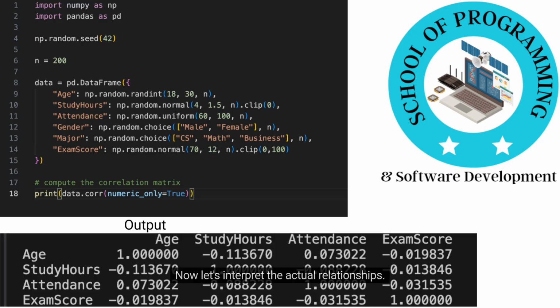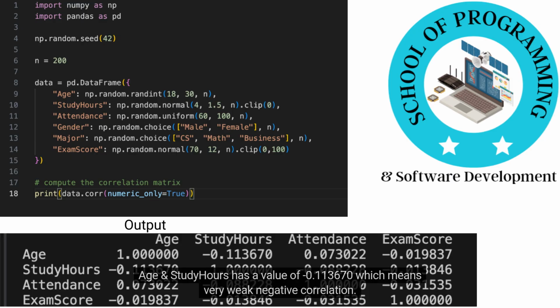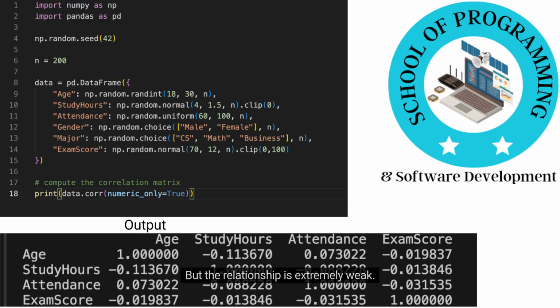Now let's interpret the actual relationships. Interpretation of each relationship. Age and study hours has a value of -0.113670, which means very weak negative correlation. Meaning that as age increases, study hours slightly decrease. But the relationship is extremely weak. Practically, there is no meaningful connection.